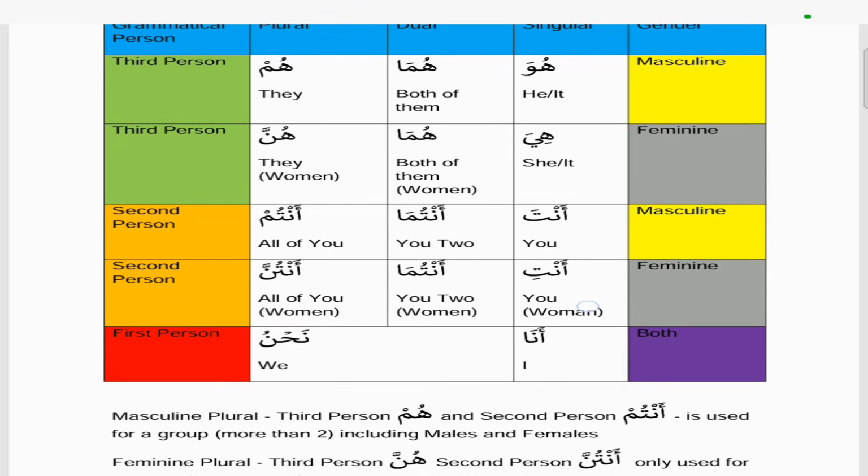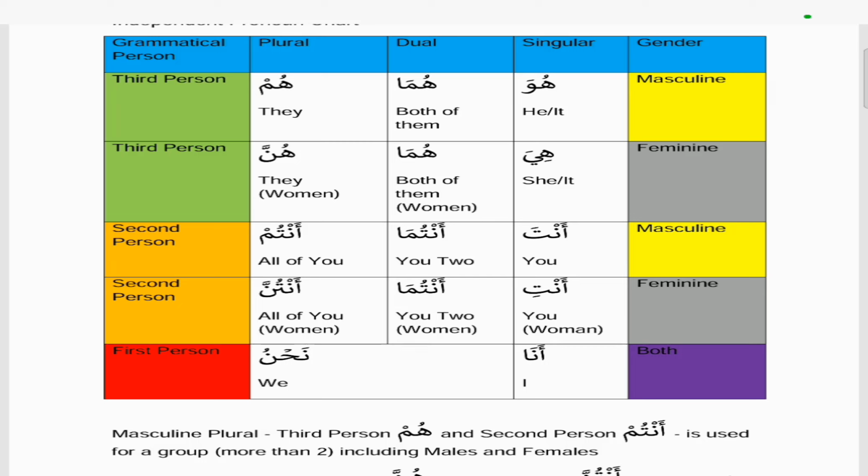And the thing to note is that when we're talking about a group of three or more, so plural, if we've got a group of just men, then we would use hum. So it's third person plural masculine, hum. But if we had a group of only women, then we would use hunna. That's straightforward. But if you had a mixture of men and women together as a group, then you would use hum. So hum is for a group of three or more, and those can be men, or a mixture of men and women. But if it's just women, then you'd use hunna.